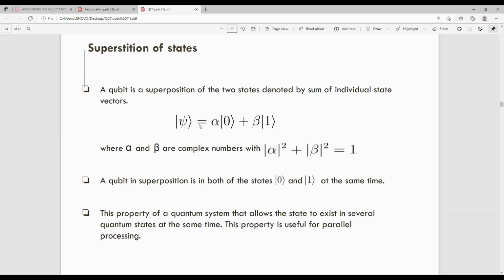So <0|0> is normalized to 1, <1|1> is normalized to 1, just like i squared is equal to 1, j squared is equal to 1, k squared is equal to 1, and <0|1> is 0, just like i dot j is equal to 0.